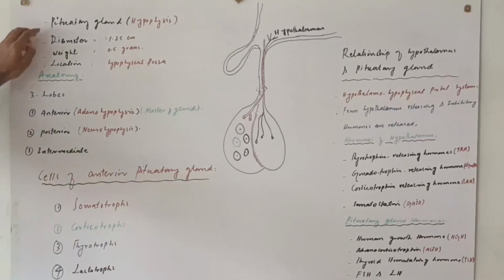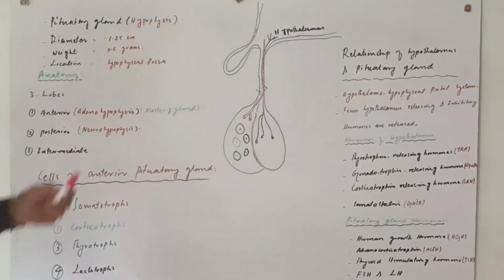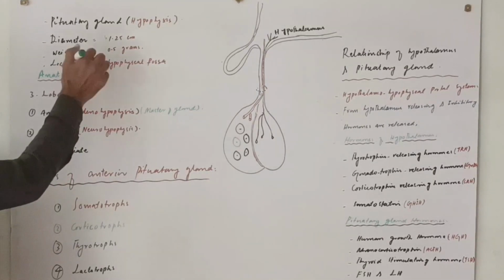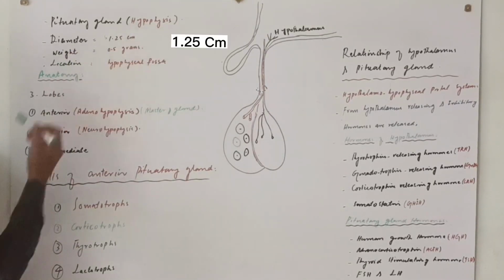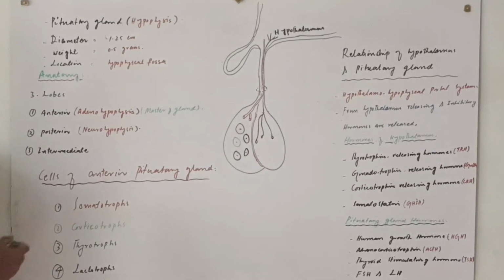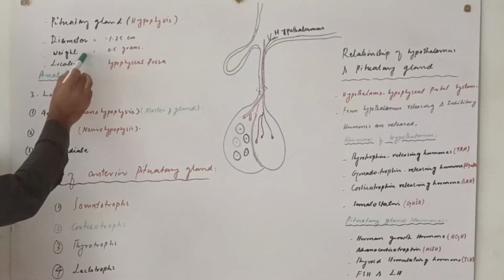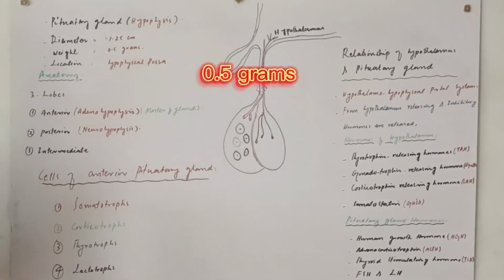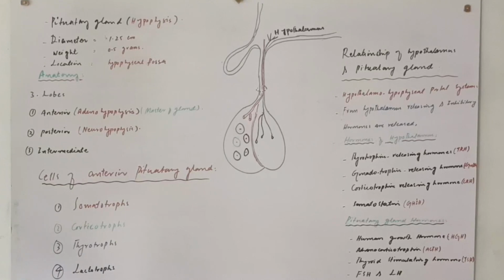Another name for the pituitary gland is the hypophysis. The diameter of the pituitary gland is about 1.25 centimeter, and the weight of the pituitary gland is 0.5 grams. So it is a pea-sized endocrine gland which weighs about 0.5 grams.